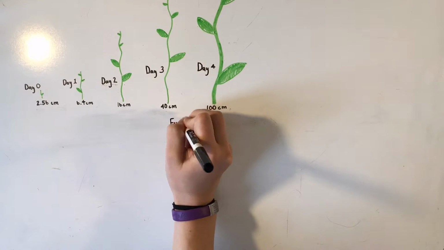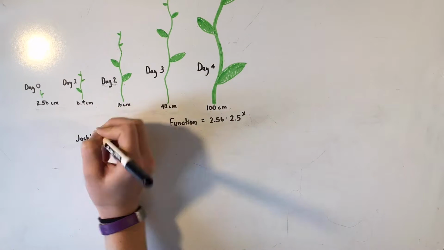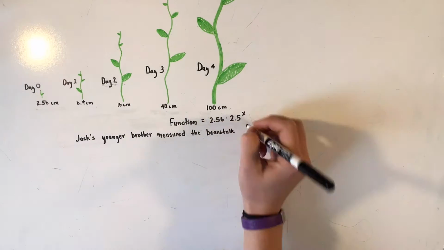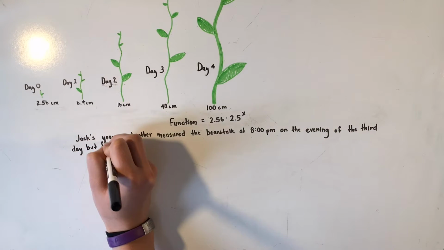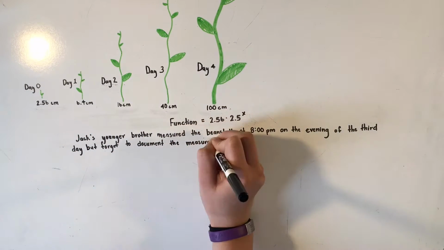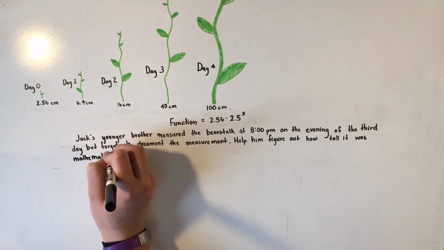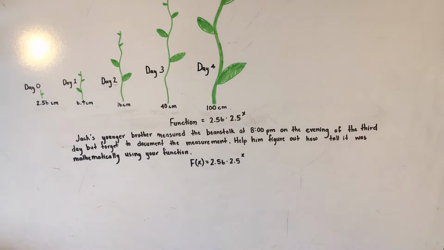We can use our function to solve a variety of different problems. For example, Jack's younger brother decided to help and measured the beanstalk on the evening of the third day at 8 o'clock. Being the forgetful younger brother that he is, he forgot to document the measurement. Let's use the function that we came up with to help him figure out mathematically what the measure of the plant was at that time.